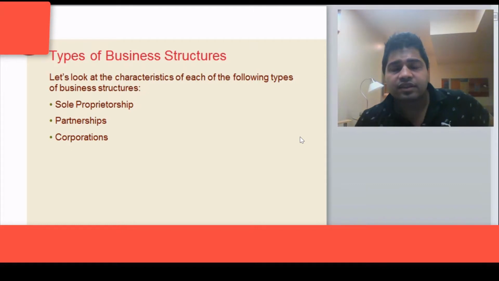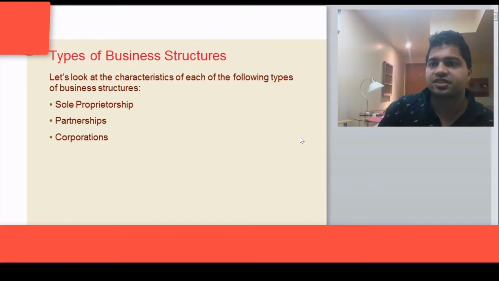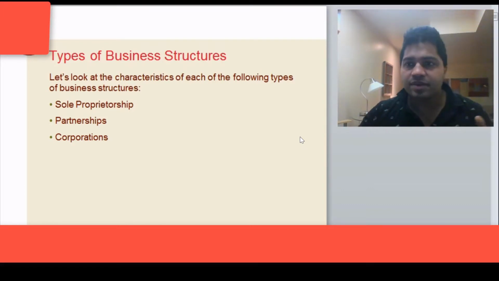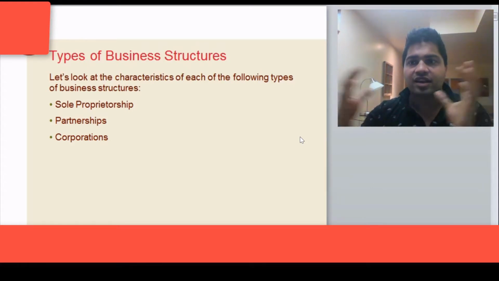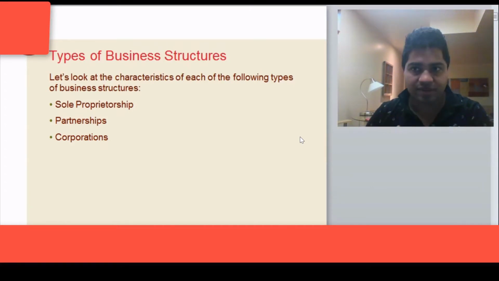Then there are three types of business structure that the book talks about. First is the sole proprietorship, then partnership, and corporation. So what is a sole proprietorship? An individual or a family starts a business, and the business and their personal affairs are not separate. So they are running the business as a family or as a sole proprietor.